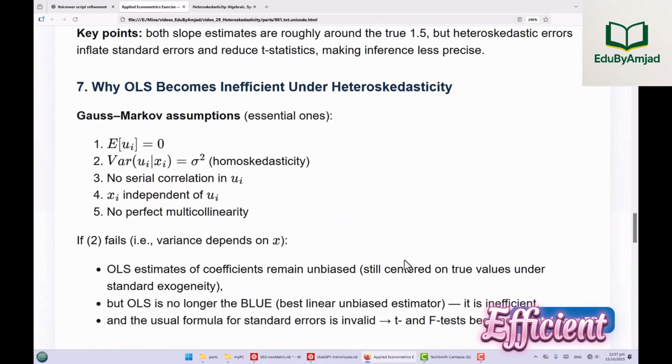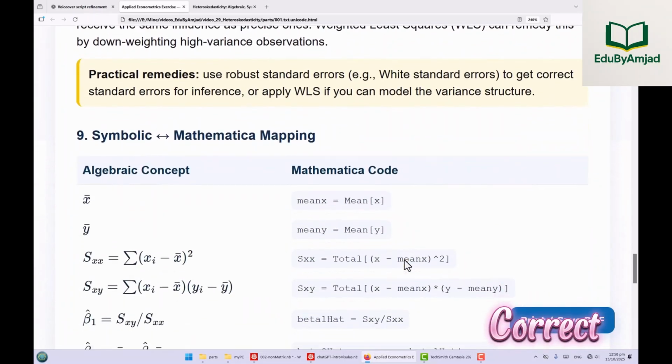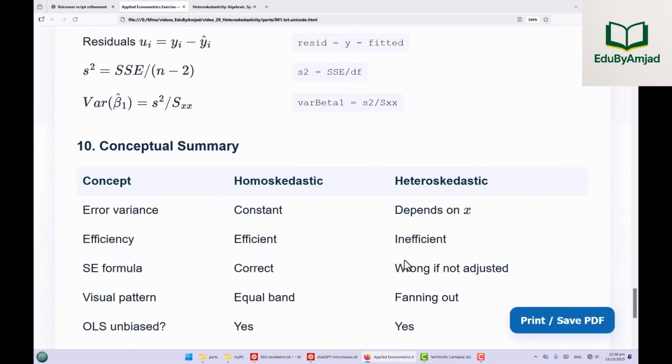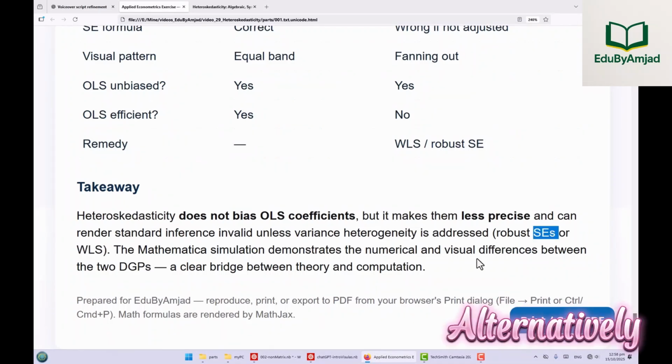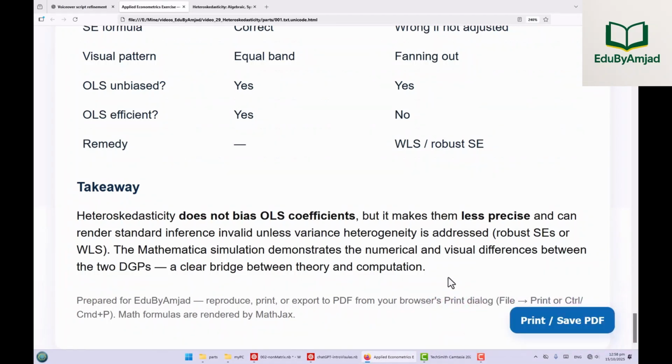We can obtain efficient estimates with correct standard errors by using the estimation method known as weighted least squares, or WLS. Alternatively, we can use what are called robust standard errors. We'll study both of these methods in a separate video.